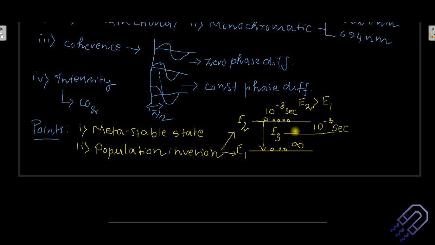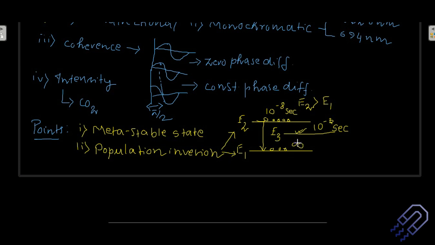But if you are considering this energy state, which is the metastable state, the atom has enough time to go up, and the other atom which was already excited does not come down in that time frame. So we can say we are having a population inversion between the metastable state and the ground state.